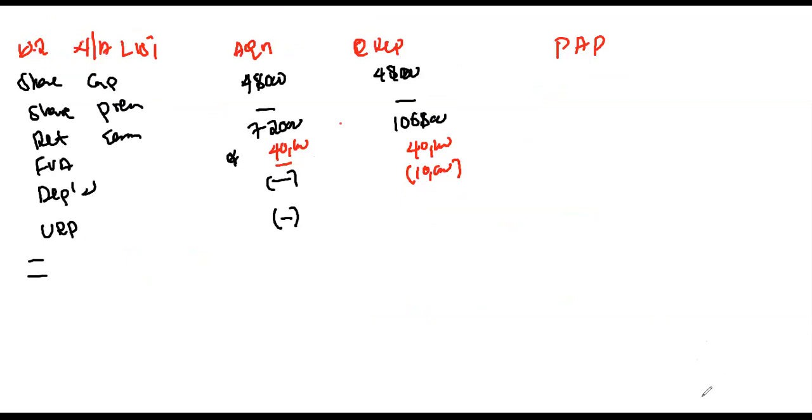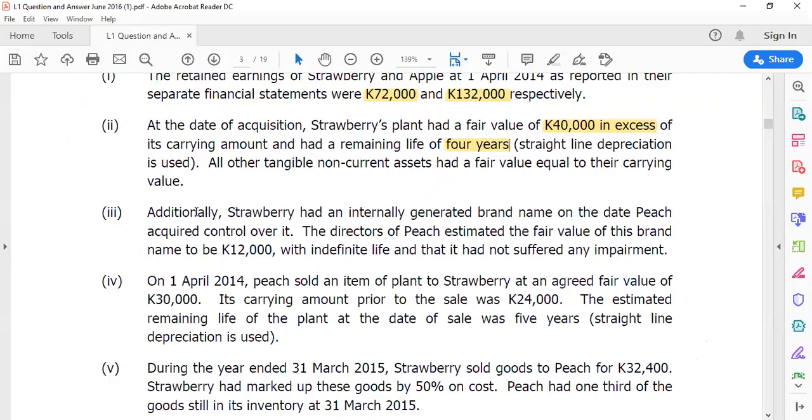Okay, let's move on. Let's go back to the notes and find out something else that's going to help us. URP. So we're looking for our URP now, unrealized profit. Okay, note number 3. Additionally, Strawberry had an internally generated brand name. Boom. Finally, we have something. On the date Pitch acquired control over it, the directors of Pitch estimated the fair value of the brand name to be 12,000, with indefinite life, and that it had not suffered any impairment.